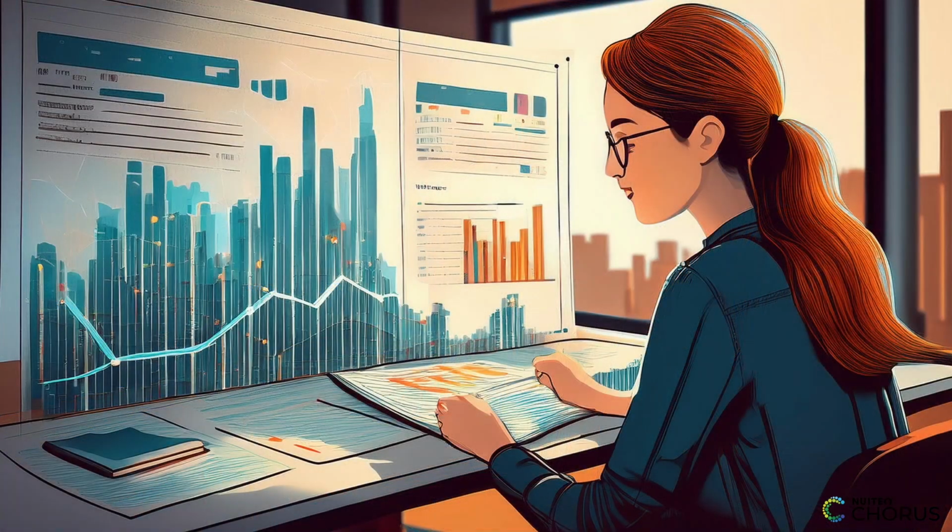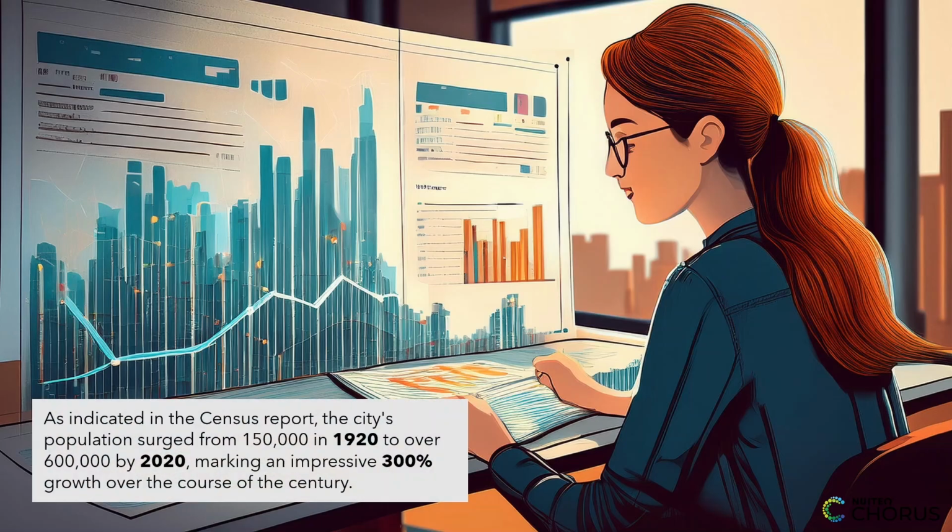Suppose you're analyzing a secondary source chart based on a census report that shows population growth in a city over the past century. To cite specific textual evidence, you would refer to the numerical data presented in the chart, perhaps quoting specific years or percentages to support your analysis of population trends.